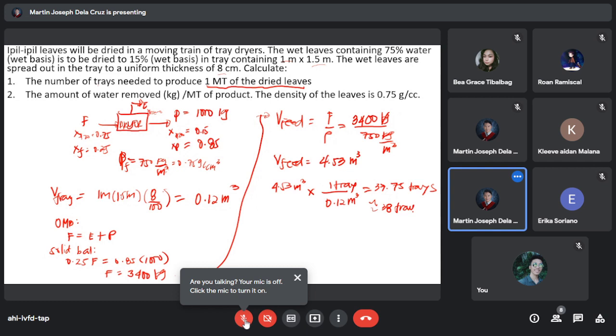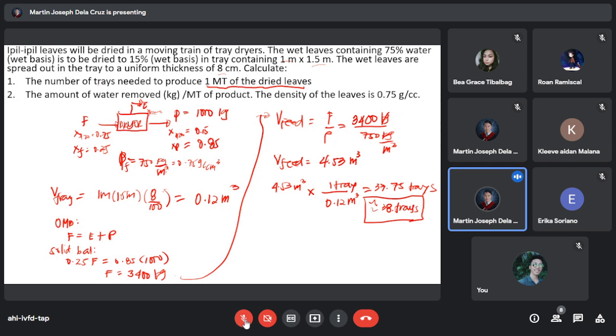Very good. So, yun na, you need 38 trays to produce 1 megaton or 1,000 kilogram of dried limbs. Okay? So, even if this is 37.25 class, we should round up class. Kasi kailangan, no? Kailangan natin i-accommodate lahat. So, kasi pag in-answer niya class is only 37 trays, so saan yung 1/4? Saan ilalagay yung 1/4 class? Right? So, kailangan i-round up pag mga ganyang instances class.